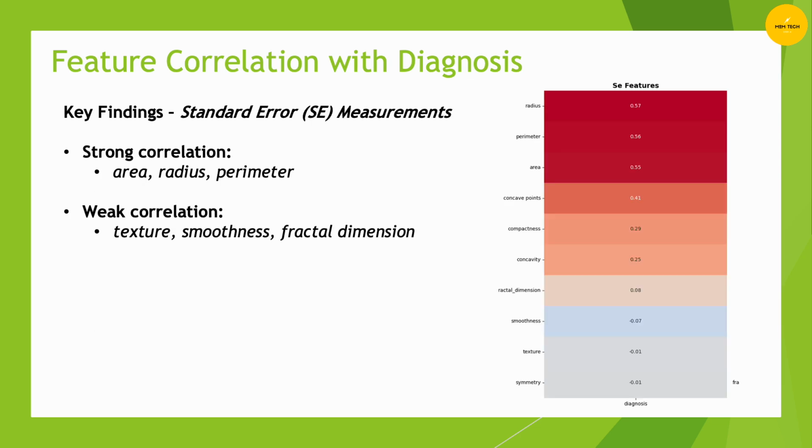Standard error measurements generally have weaker correlations, except for area, radius, and perimeter, which show moderate strength. These tell us that variability in size can be somewhat helpful, but not as much as the actual measurements.